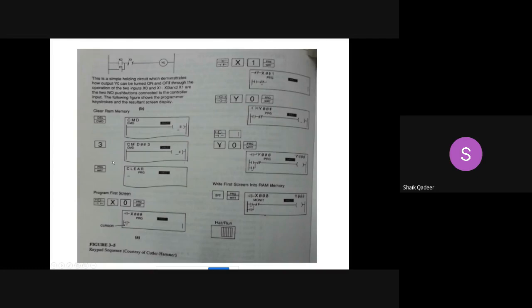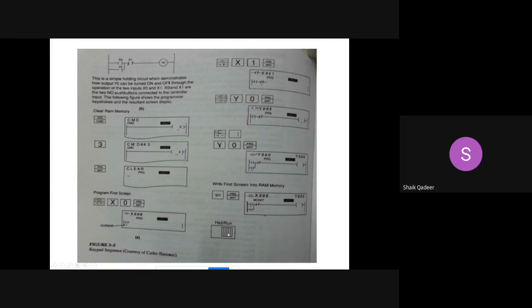Write a program. After that, with the help of computer and a monitor, write a program using the allowed rules. After that, move this program. The first procedure is to clear the existing program, then write the new program, then move this new program into RAM memory of PLC, and after that run the program.